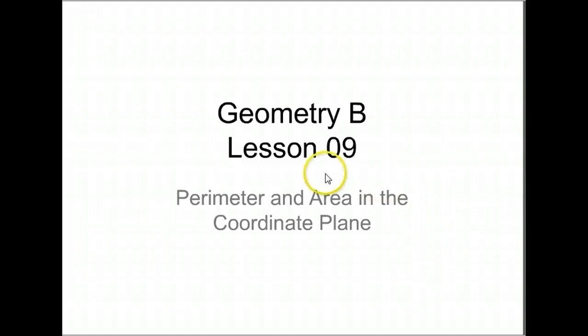Okay, let's talk about perimeter and area in the coordinate plane. So the first thing that we need to talk about, and it's cut off part of my screen, shoot, is distance and midpoint formulas. Since this is the second semester of geometry, they're assuming you remember covering midpoint and distance in the first semester of geometry.